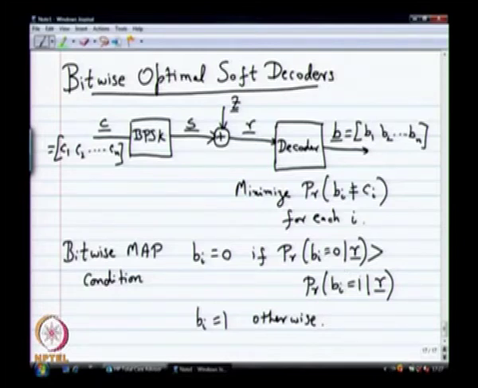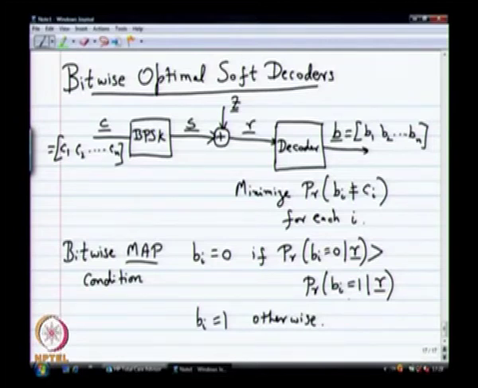Okay, so given an R you have to compute these two probabilities, which you can say are bitwise MAP probabilities. What is MAP, by the way? Maximum a posteriori. So these are basically a posteriori probabilities for each bit. You compute the a posteriori probability for Bi and see if the probability that Bi equals 0 is greater than the probability that Bi is 1. And if that is true, then you simply decide 0, otherwise 1, okay.